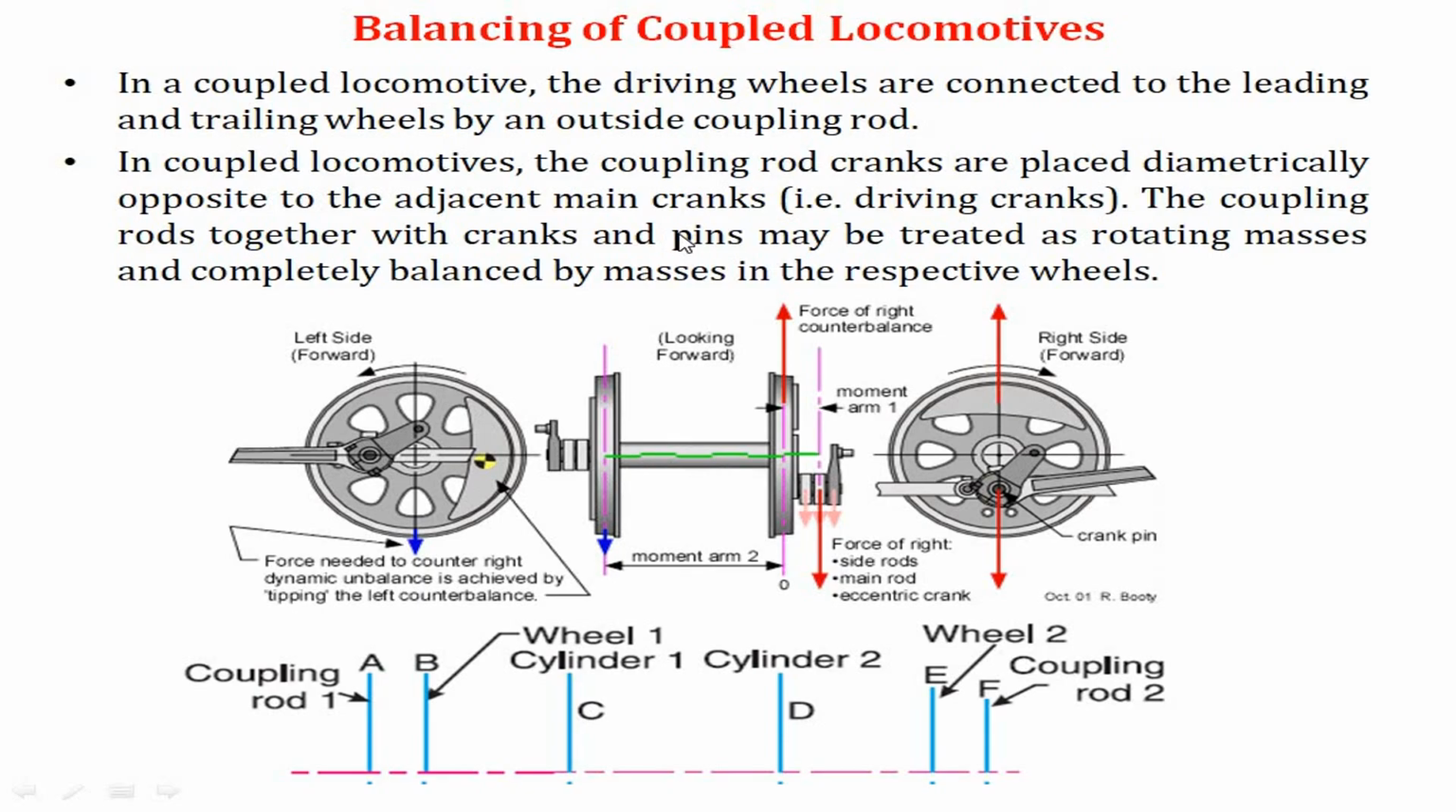Now, about the angular position of the coupling rod crank. If cylinder 1 has a crank and its angle is 0 degree, in that case the angle for the coupling rod crank is going to be 180 degree. It is going to be diametrically opposite to the adjacent main crank. So if the angle is 0 over here, here we are going to get 180 degree. Similarly, the crank for cylinder 2 will be at 90 degree, so the coupling rod crank in plane F will be at 270 degree. So this is how the coupling rod cranks and the main cranks are going to be positioned.